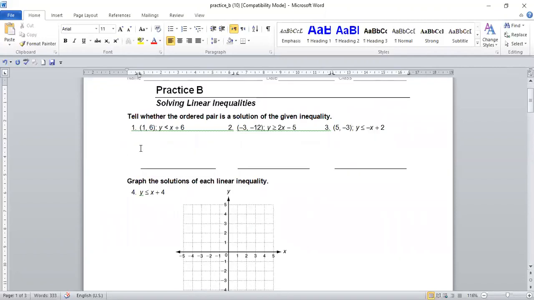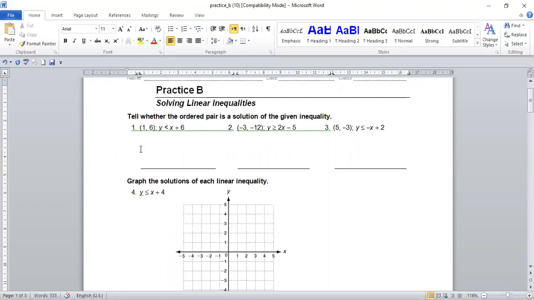This is chapter 5 lesson 5 homework. Okay, so you have to tell whether the ordered pair is a solution of the given inequality. So the ordered pair is given. All you need to do is solve and find out if both sides of the inequality are correct. If they are correct, that means it's yes, else it's no. So here, always, the value of x is first and then the value of y.